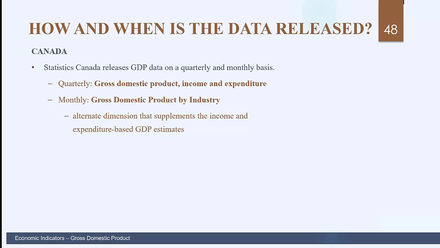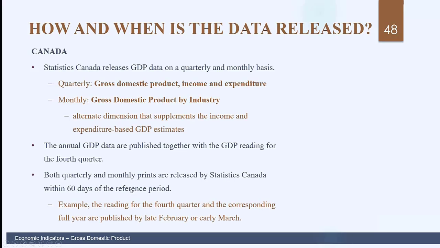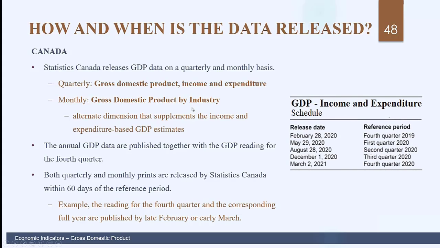Every quarter, they release gross domestic product, and they separately report figures for the income and expenditure approach, but every month they release gross domestic product by industry. The latter data is an alternative dimension that supplements the income and expenditure-based GDP estimates. So the annual GDP data are published together with the GDP reading for the fourth quarter. Both quarterly and monthly prints are released by Statistics Canada within 60 days of the reference period. So, for example, the reading for the fourth quarter and the corresponding full year are published by late February or early March.